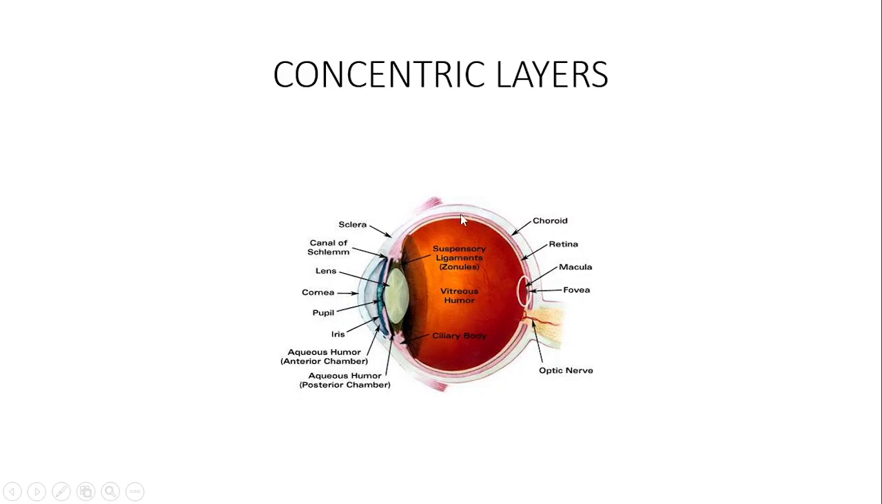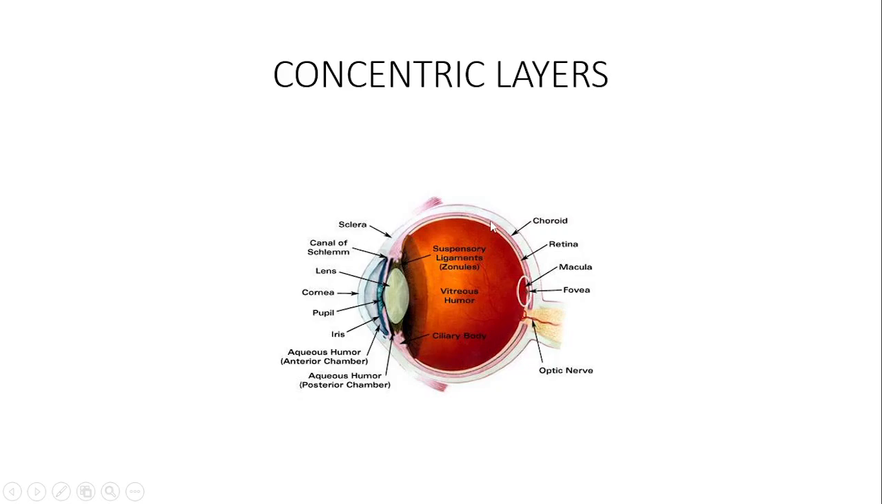So the middle layer is known as what? The vascularized layer. Look at the vascularized layer, concentric layer, vascularized. That's known as the uvea. Uvea is made up of a lot of blood vessels that give blood supply to the eyeball. So we call it uvea or the vascularized concentric layer of the eyeball.